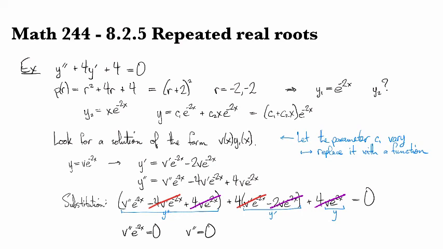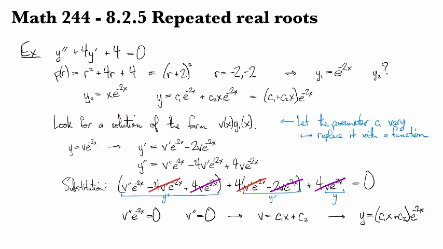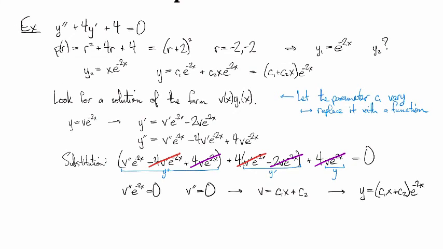And we can find that just by integrating. So if we integrate that twice, v looks like c1x plus c2. And so then that tells us that our y should be (c1x plus c2) e to the minus 2x. And so part of that duplicates what we already have, but one way or the other we still see that we have 2 degrees of freedom now. And so we get that y looks like (c1x plus c2) e to the minus 2x.